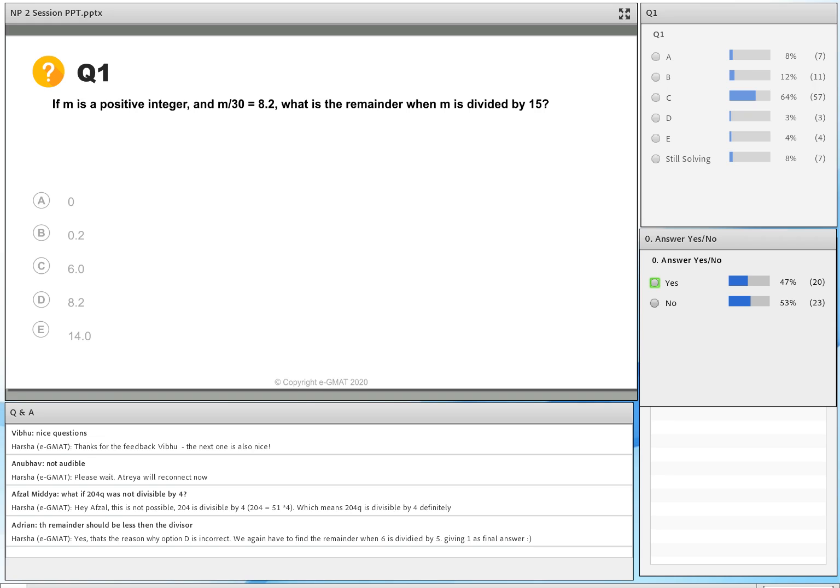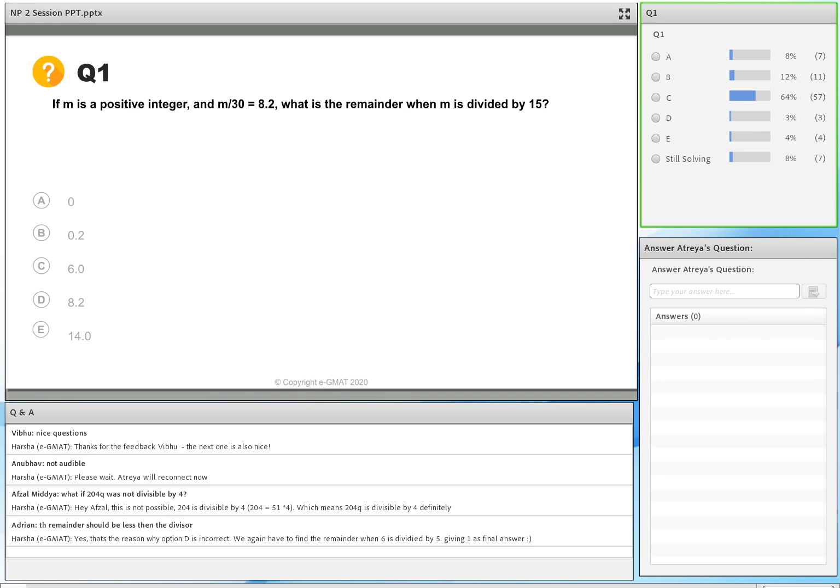So let's now look at, I'm going to hide the poll. Thank you for all of your answers. Let's now look at the question. Now in this question, it's given that m is a positive integer. M divided by 30 is equal to 8.2.